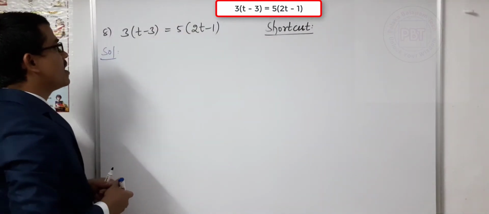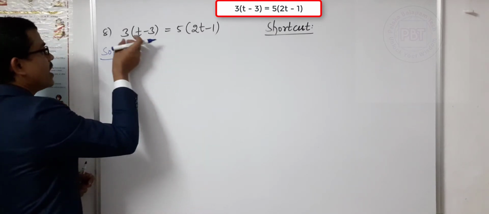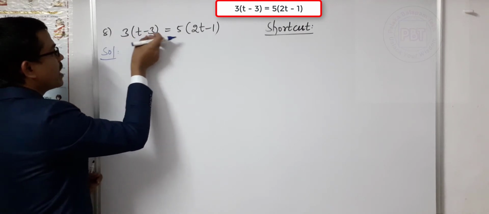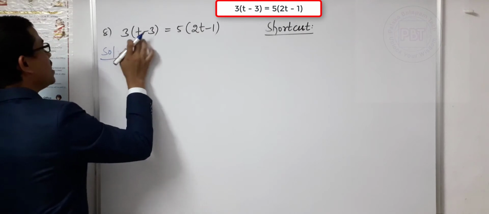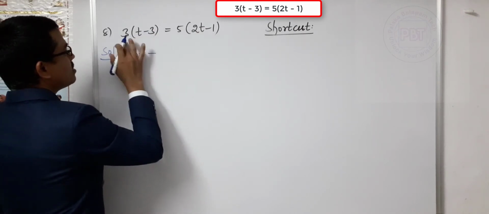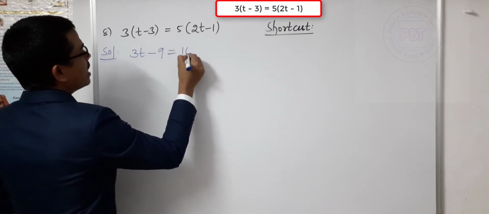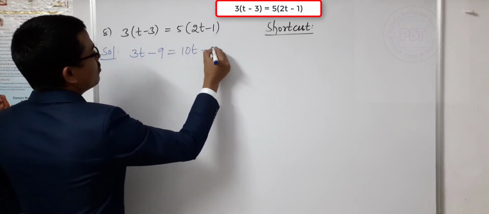3(t - 3) = 5(2t - 1). Here before the bracket there is a constant 3, which I am going to multiply with the terms inside the bracket. Here also I am multiplying 5 with the terms inside the bracket. So 3 into t is 3t, plus into minus is minus, 3 threes are 9, equal to 5 twos are 10t, plus into minus is minus, 5 ones are 5.